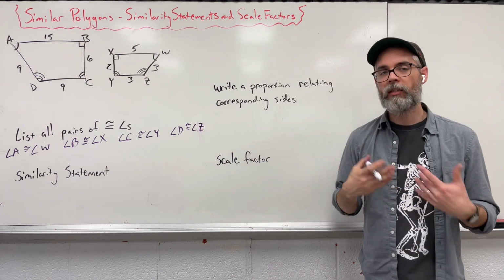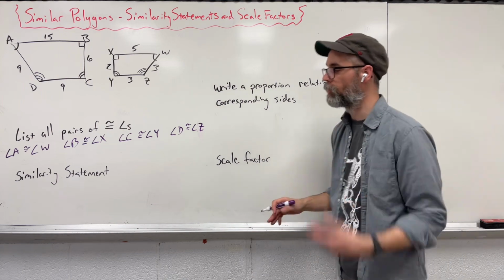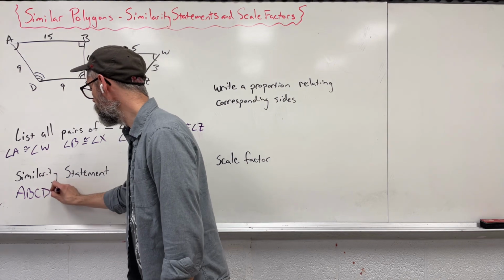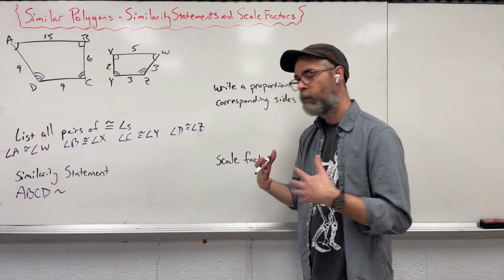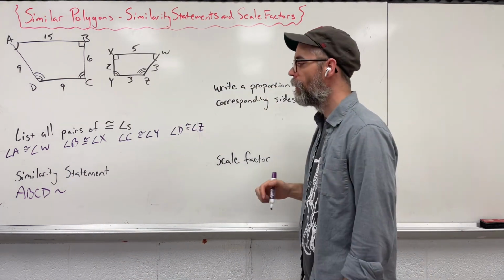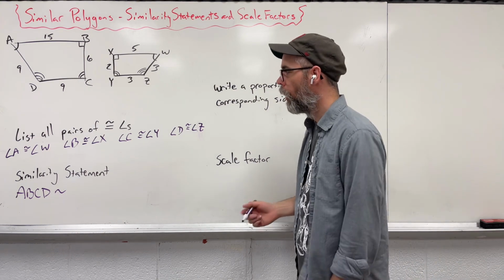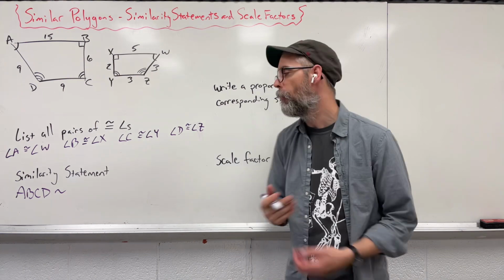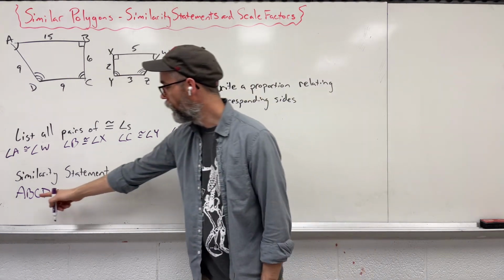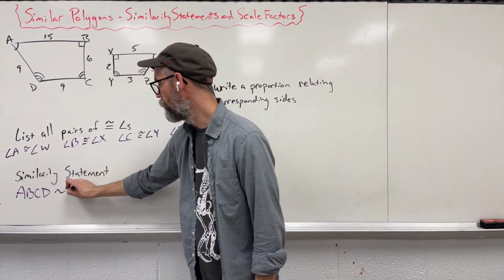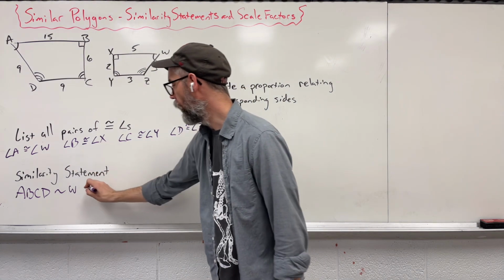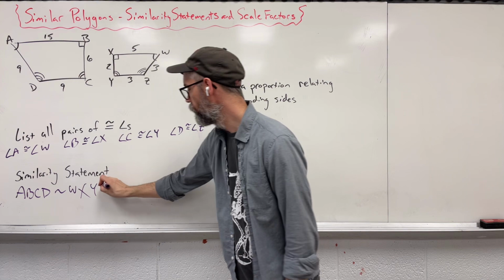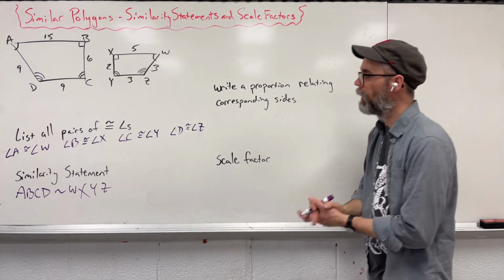Now we want to create a similarity statement for these two four-sided figures. We could say ABCD is similar. So now we have this squiggle line here. That means similar. Kind of like we have an equal sign and a little squiggle up here. We're just taking the equal sign out. Let's just match everything up. A matches up with W. B matches up with X. C with Y. And D with Z. We now have our similarity statement.